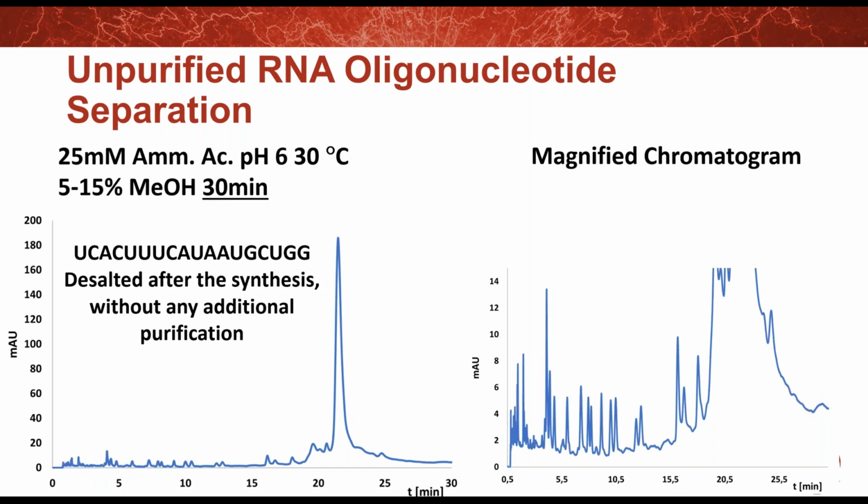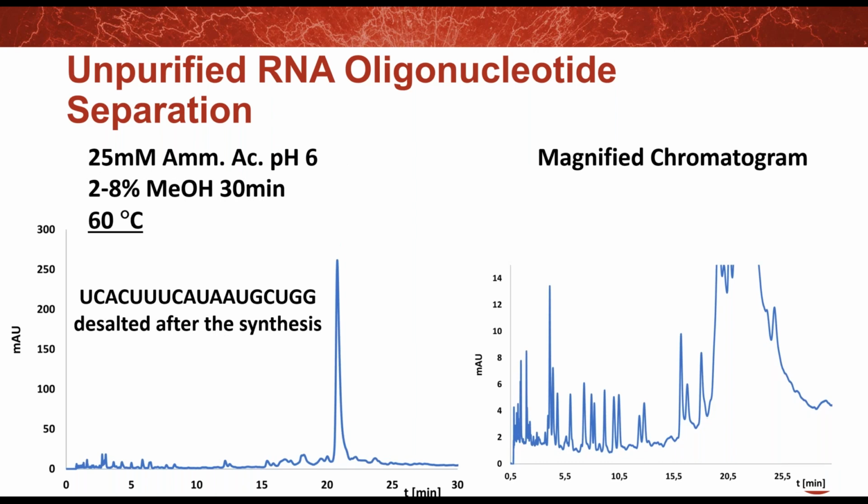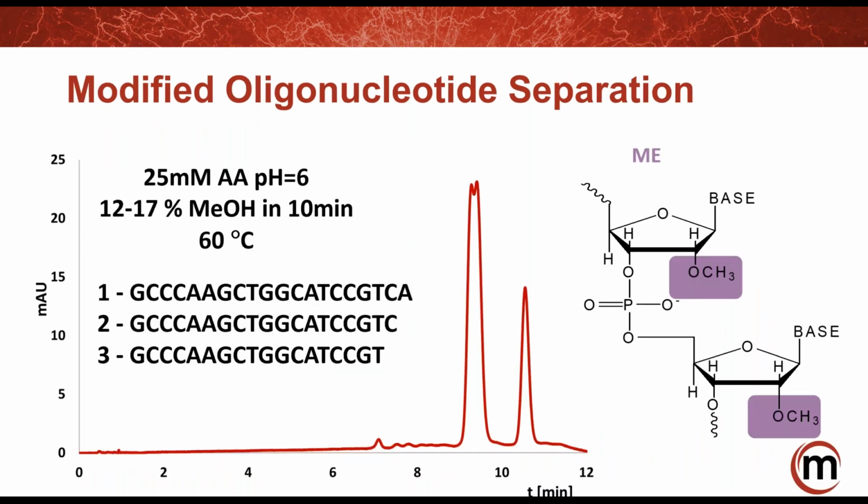And another separation, just to show that if you extend the gradient, you can really even pull more out. So we extended the gradient, and we went to just 15% methanol, but went out to 30 minutes. And then even the more polar compounds, 2 to 8% methanol in 30 minutes. So the whole purpose is, chromatography is really powerful.